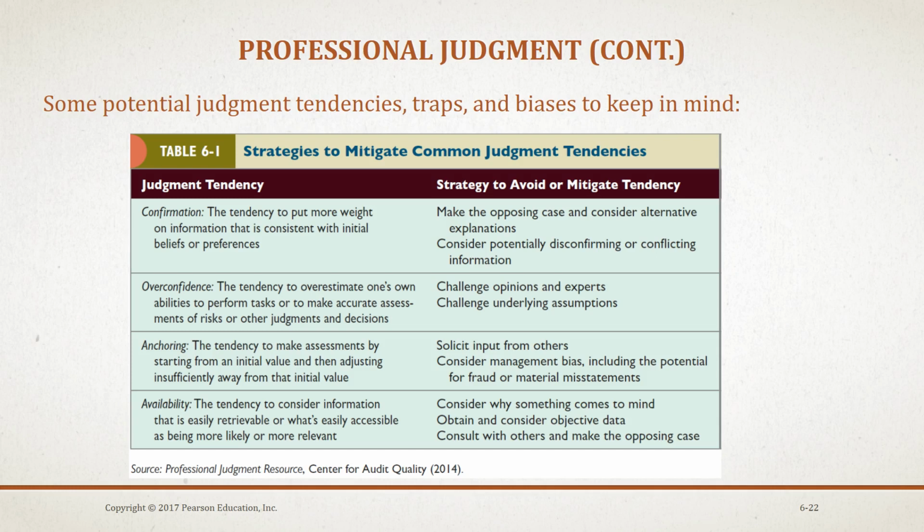Some potential tendencies, traps, and biases to keep in the back of your mind. So, again, confirmation. The tendency to put more weight on information that is consistent with initial beliefs or preferences. The strategy that we should avoid or mitigate this tendency: make the opposing case and consider alternative explanations. Consider potentially disconfirming or conflicting information.